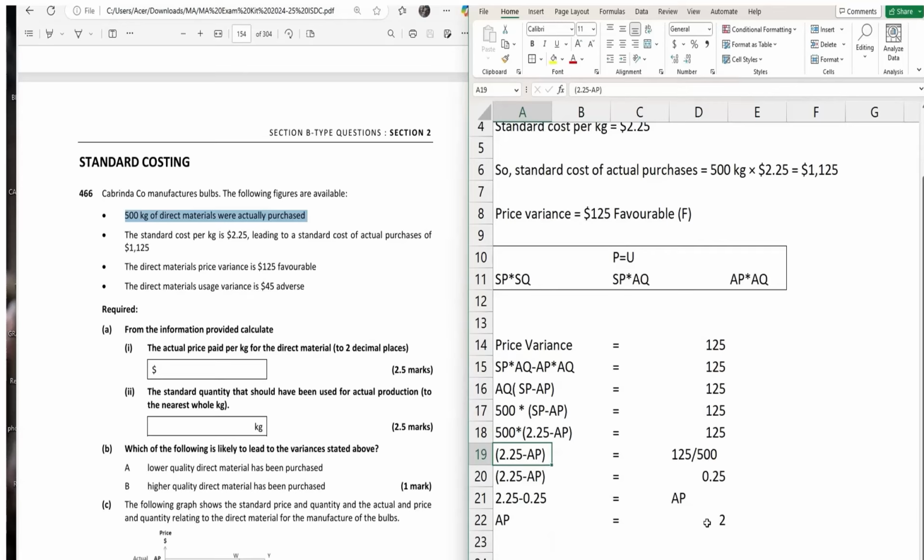But if you write the 2 here, you won't get credit. You can ask me, why ma'am, you have calculated the answer right? Why are you saying I will not get the credit? Because the question is asking the actual price per kg for the direct material to 2 decimal places. So you need to check whether there is any point after this figure. No, there is no figure except the 0. So you can write down 2.00 in order to get the 2.5 marks in full.